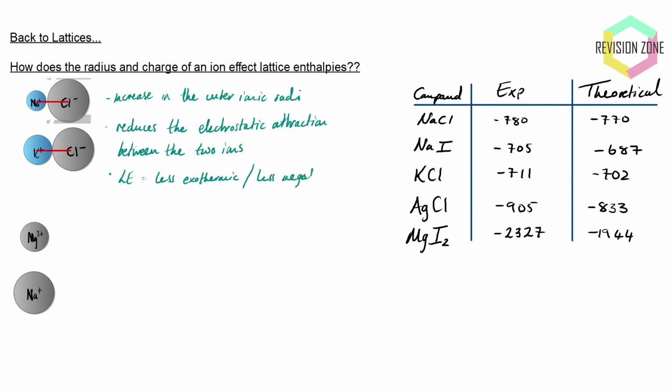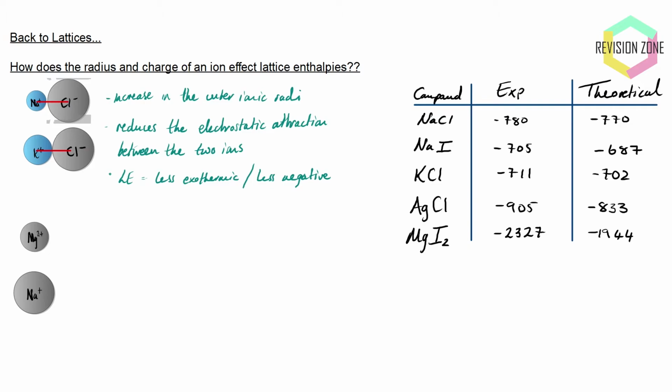So let's have a look at our data. In that first column, if we look at sodium chloride at the top here, and we look at potassium chloride here, we can see it has dropped, so it's become less negative from minus 780 to minus 711, not by much, but it has dropped.